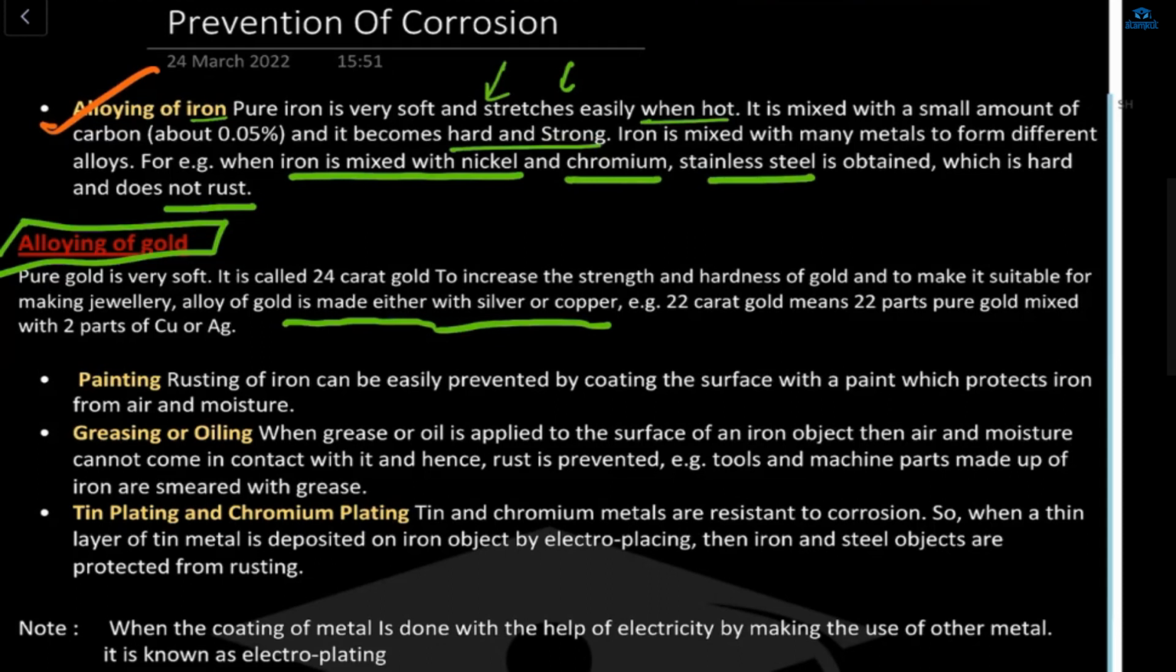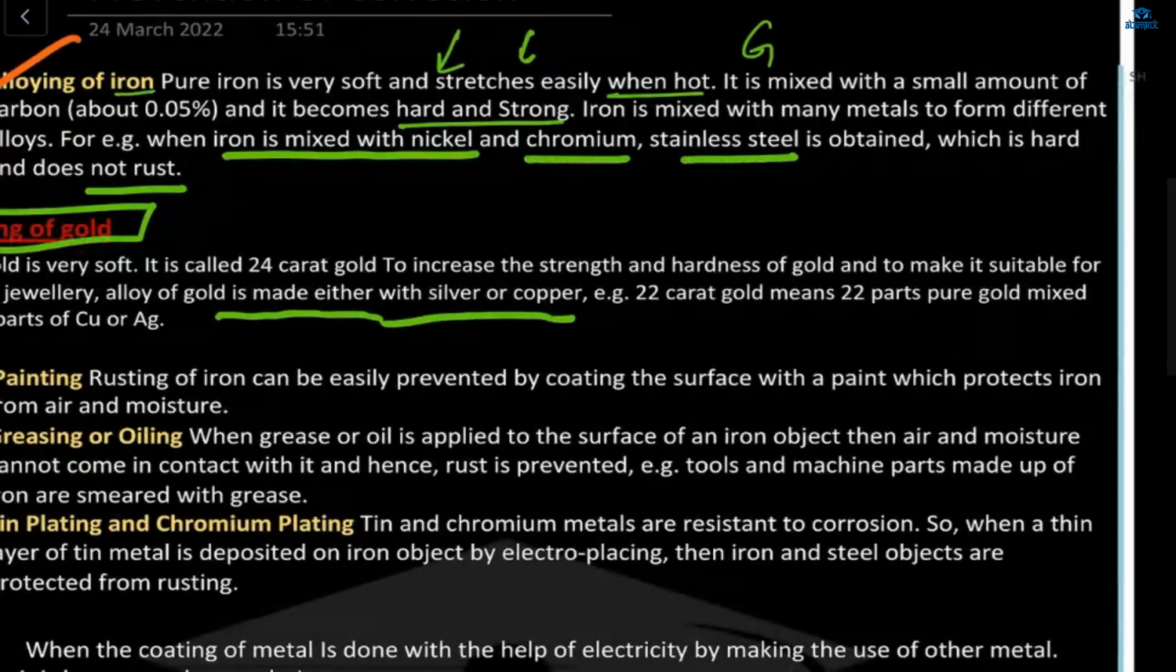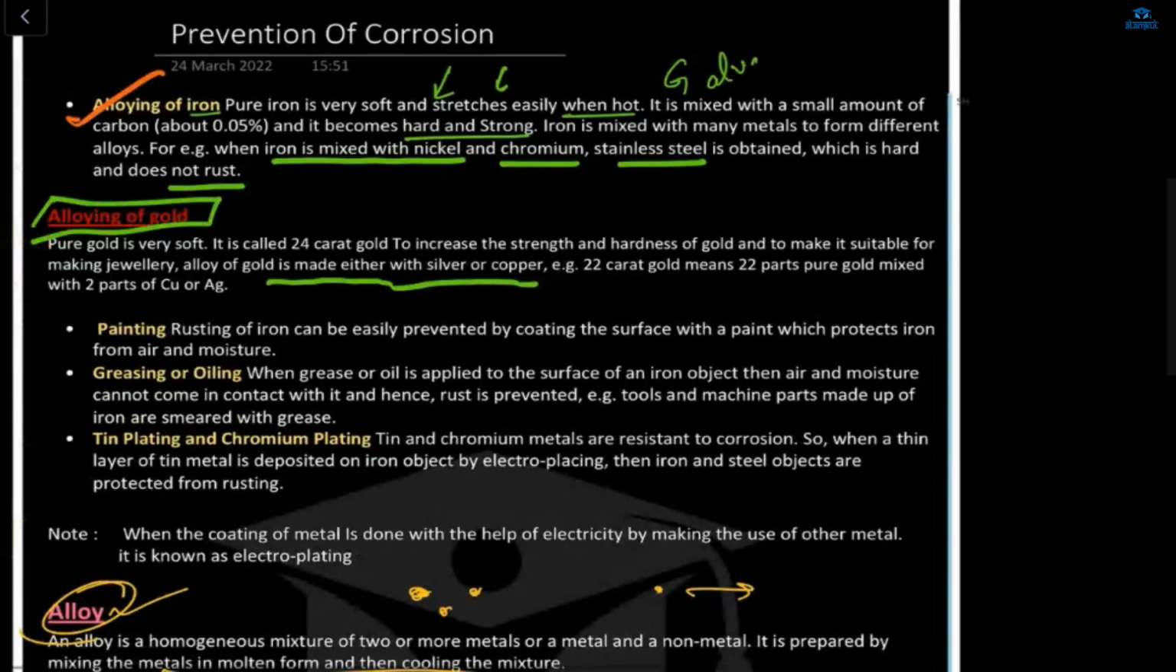Okay, so we are discussing how to prevent corrosion. The first method that we discussed was the galvanization method. In this method, we used to coat a metal with the help of zinc. Second is the alloying method, alloying process. There we used to mix a metal with a metal or a metal with a non-metal. So by mixing it, we can prevent some corrosion.